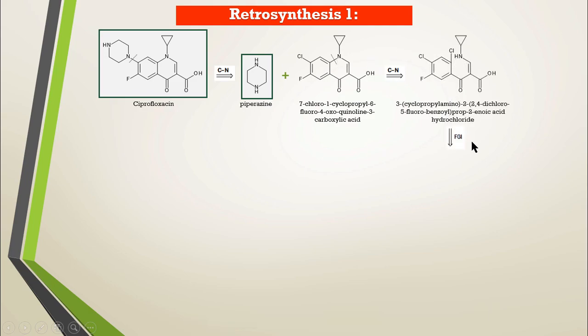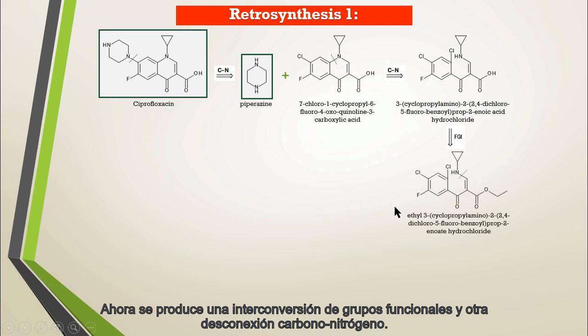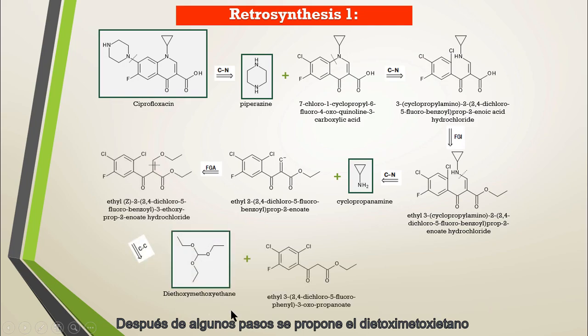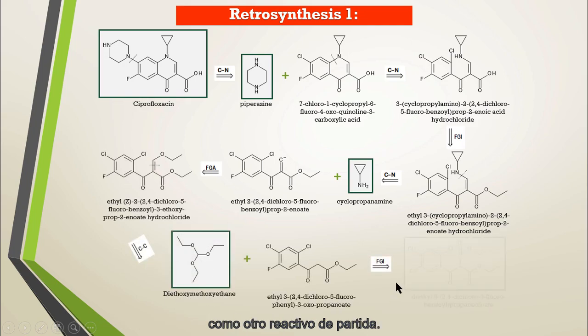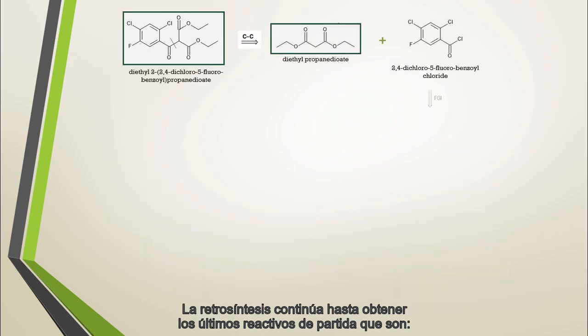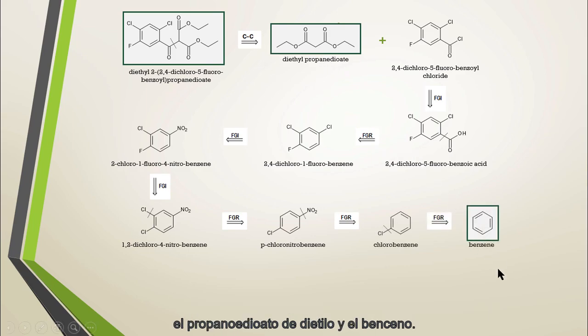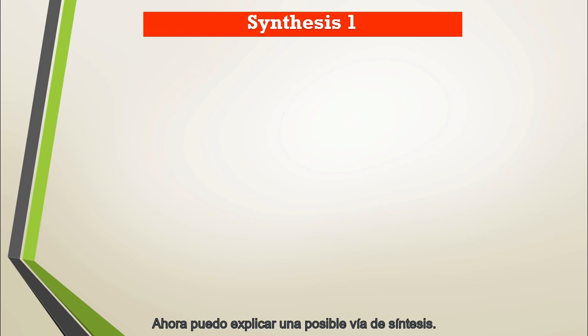Now a functional group interconversion happens. Another carbon-nitrogen disconnection. After some steps, diethoxymethoxyethane is proposed as another starting reagent. The retrosynthesis continues until we get the last starting reagents, that are the ethyl propanedioate and benzene. Now I can explain a possible synthesis pathway.